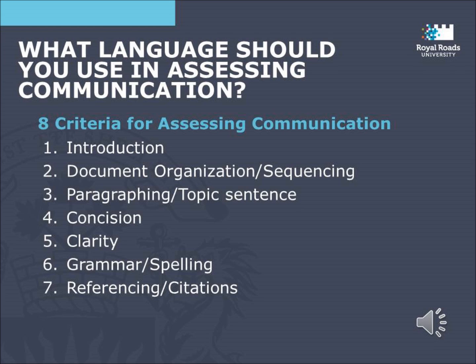You'll notice that the questions are framed so that you need not be an expert in communication or in grammar in order to assess against the communication outcome. For example, referring back to the criterion of clarity, it's enough for you as the faculty member to note that you need to read a sentence twice to understand it.